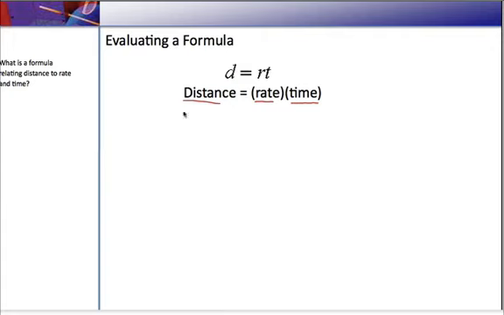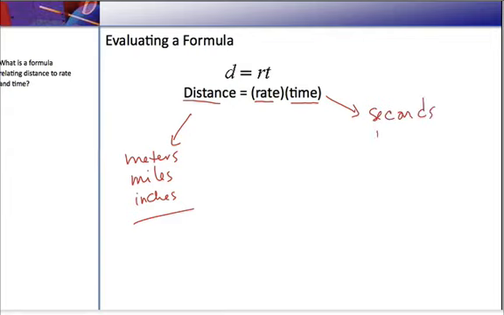But I want to talk a minute about units. So distance can be in all sorts of units. It might be in meters, it might be in miles, it might even be in inches. But look for some sort of unit that represents length. Time, that's usually pretty easy to identify. Seconds, it might be in minutes, it might be in hours. And so time is usually easy to identify.